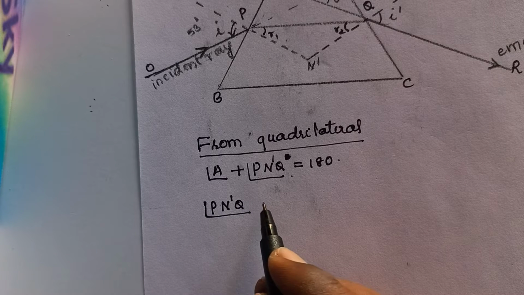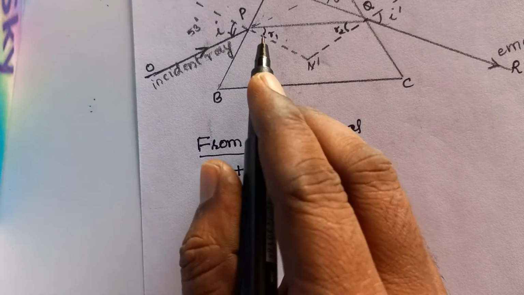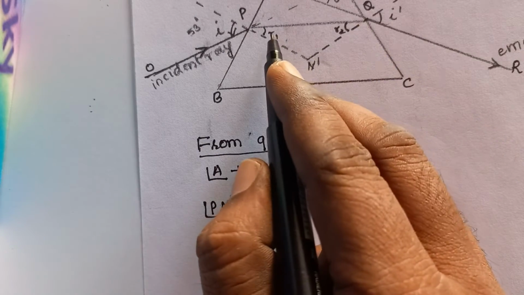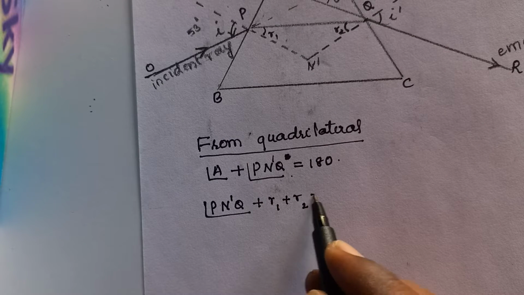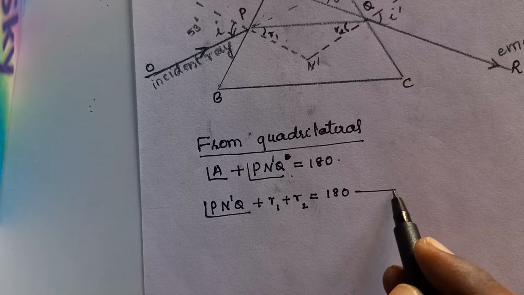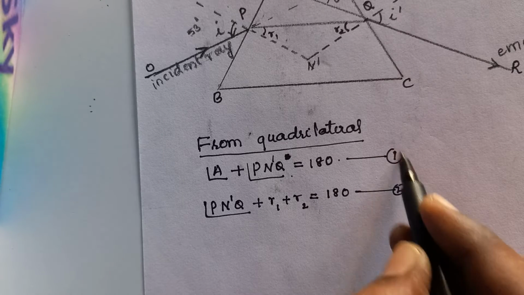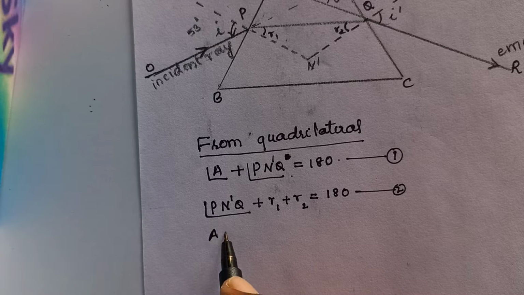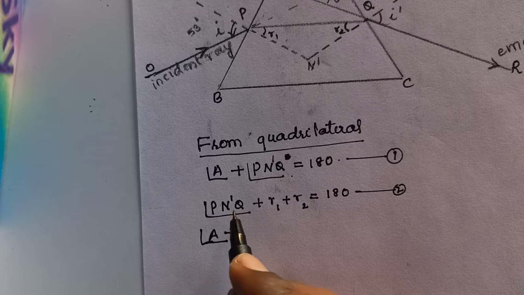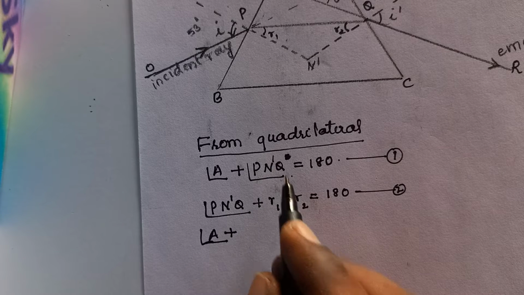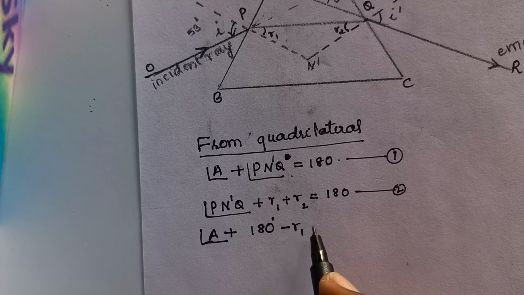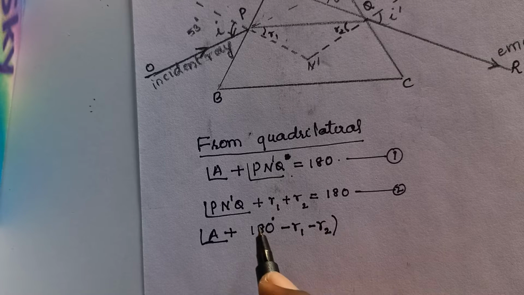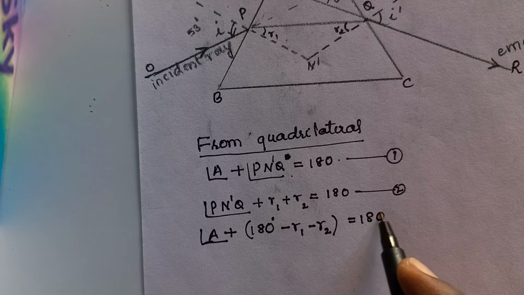The angle P in dash Q plus R1 plus R2 is equal to 180 degrees. That is equation 2, and the earlier one is equation 1. Adding, this is the angle of the prism A plus this P in dash Q is equal to 180 degrees minus R1 minus R2, equal to 180 degrees.